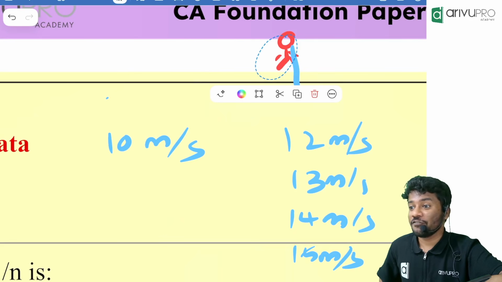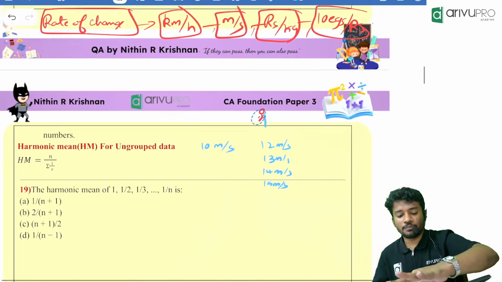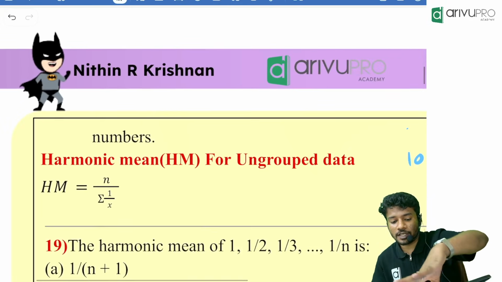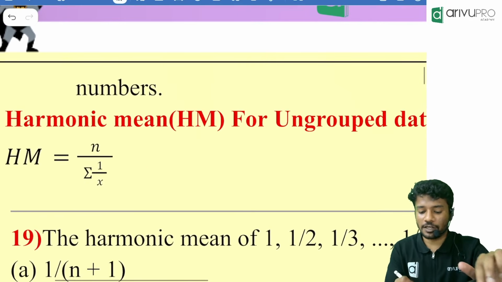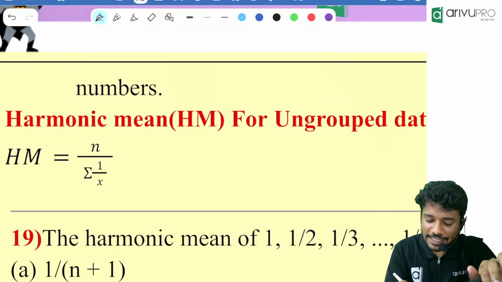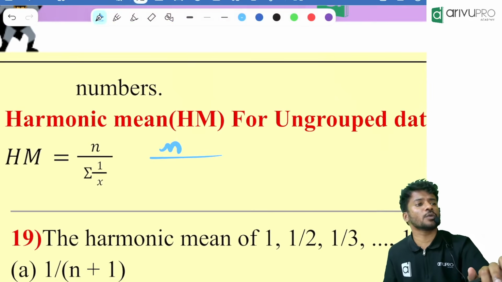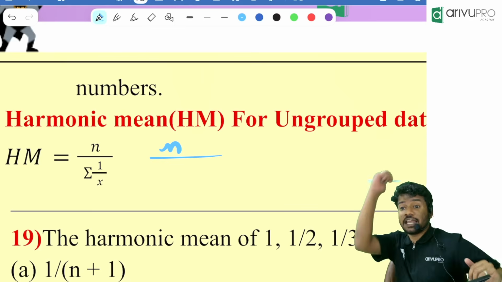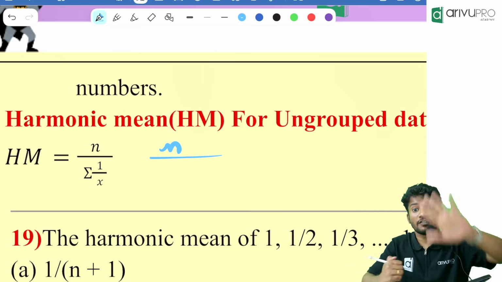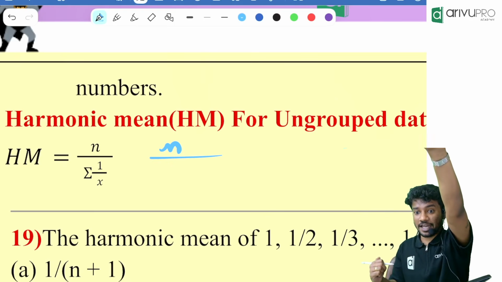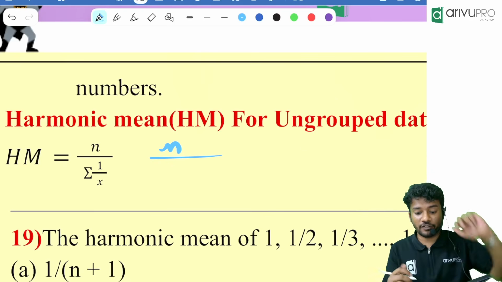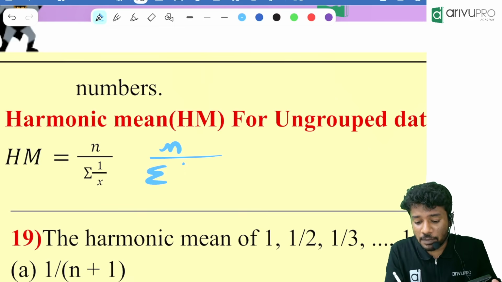No. Whenever speed is involved, rate of change is involved, we need to find the harmonic mean. The formula for harmonic mean looks like this: N divided by, N means what? Total number of laps our red boy ran. 5 laps, 5 times he ran. Correct? N is equal to 5, divided by sigma 1 by x.